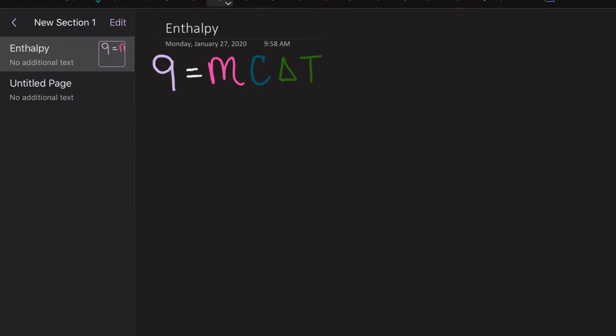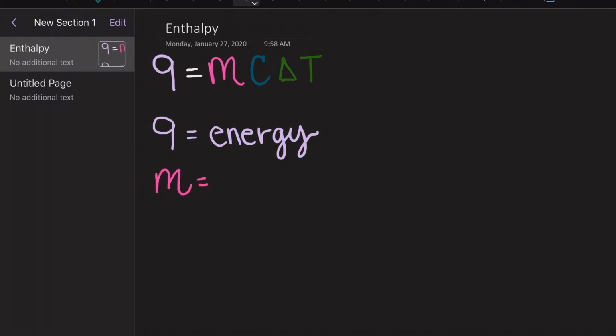Let's start by breaking down what each thing means. We'll start with Q. Q is the energy of the system. It's the heat transferred to a system over a certain time. M is the mass of the object that we're talking about. So this could be the mass of water undergoing temperature change, the mass of a cube being heated.